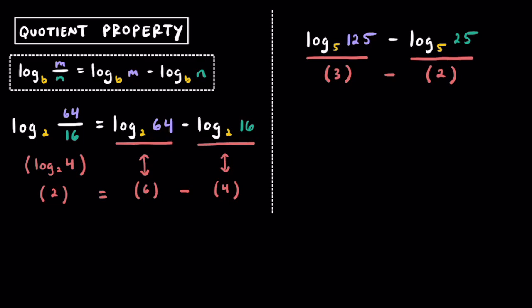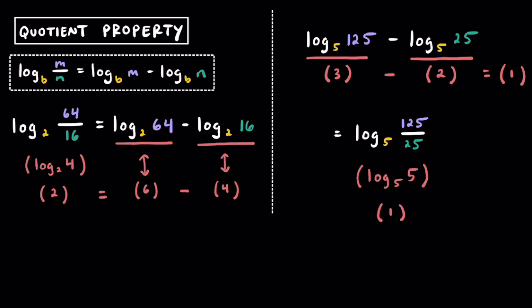Using the quotient property, we can rewrite the difference of two logarithms with the same base as a quotient and write log base 5 of 125 over 25. Again, the 125 is going to go on top since it's the logarithm that came first, and the 25 is going to go on bottom since it's being subtracted or divided here. Dividing 125 by 25, we can simplify this logarithm to log base 5 of 5, and that's just equal to 1. Since 3 minus 2 was equal to 1 from earlier, this also checks out.